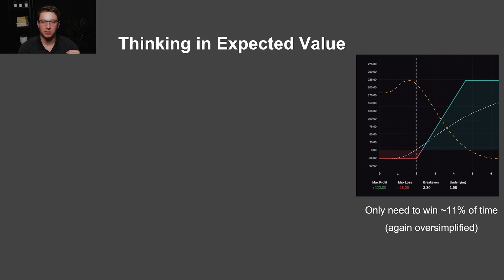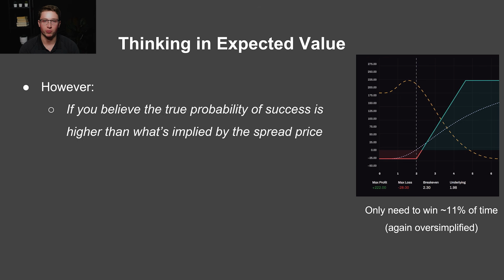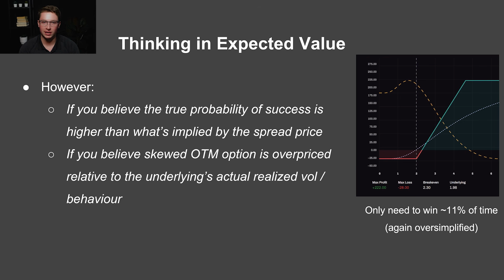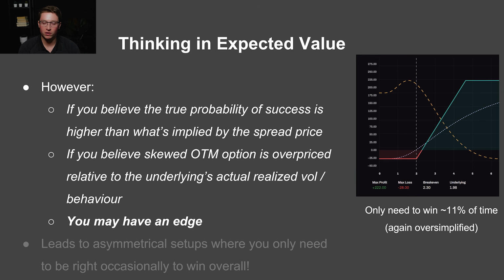However, this back-of-the-envelope approach helps illustrate the core idea. If you believe the true probability of success is higher than what's implied by the spread price, then you may have an edge. And if you believe the skewed out of the money option is overpriced relative to the underlying's actual behavior, that belief translates into a higher potential realized probability of finishing above the short strike, and thus a positive expected value trade. This framework can be useful for intuitively understanding what kind of odds the market is laying on your trade. When skew is extreme and you're selling rich vol, the market is often pricing in very low probabilities of success, creating asymmetrical setups where you only need to be right occasionally to win overall.